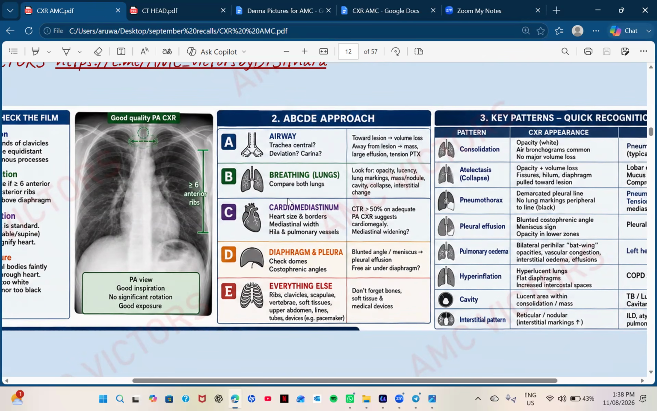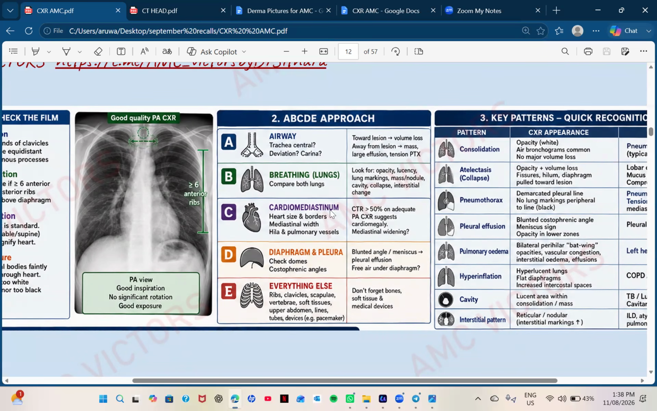Okay, then breathing, the lungs. Then you have to check the lungs, right? Look for any opacities, lucency, lung markings, right? Is there any mass effect, nodules, cavities? You have to check the lungs.